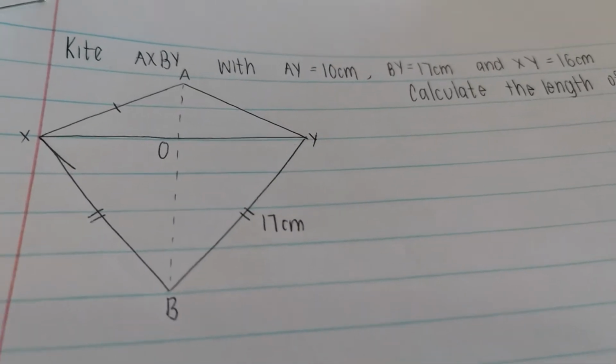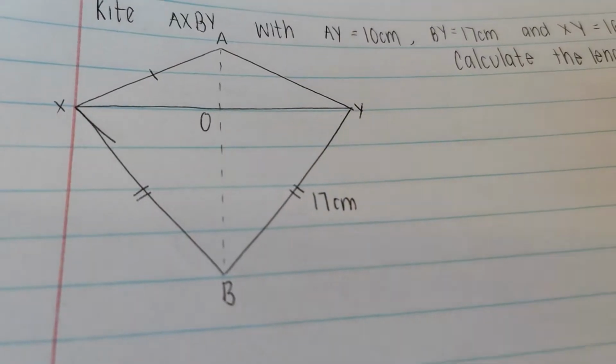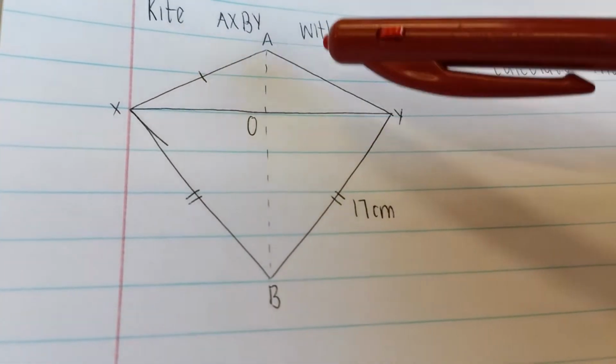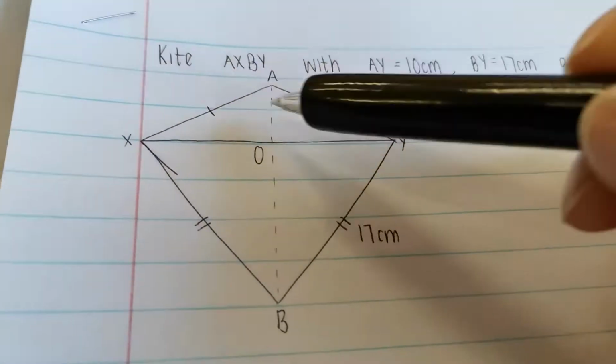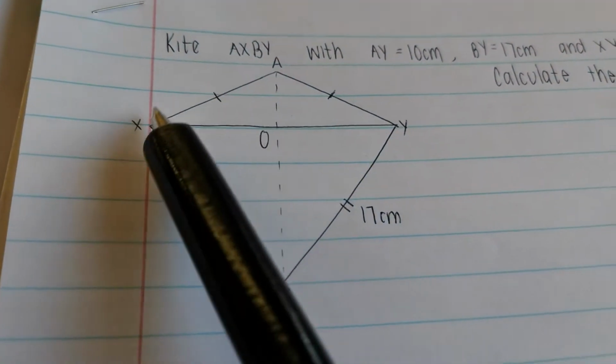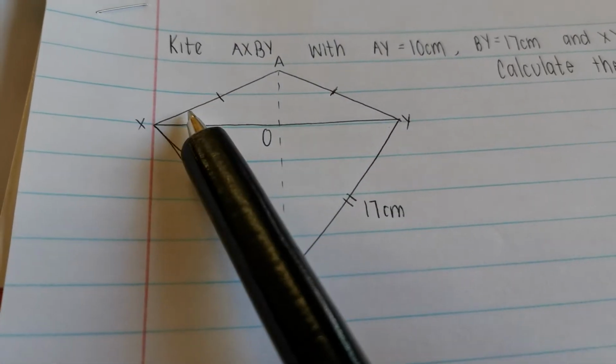This question over here says that we have a kite. Let's quickly revise. What do we know about the kite? We know that adjacent sides, I forgot to fill it in over here, adjacent sides are equal. What does adjacent mean? It means the side and the side, which are next to each other, are equal to each other.